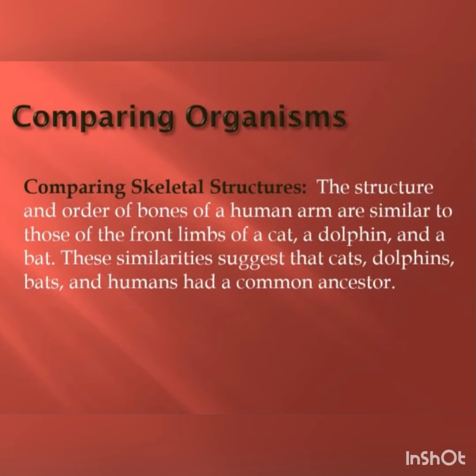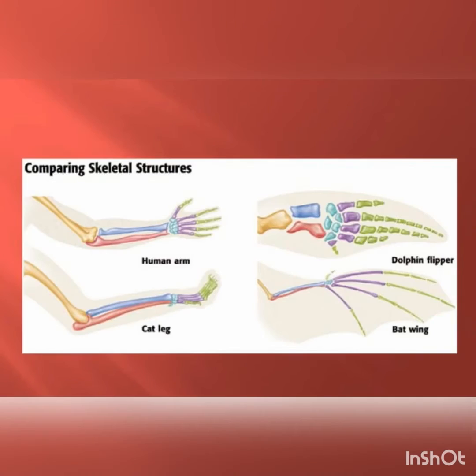Comparing organisms. Comparing skeletal structures. The structure and order of bones of a human arm are similar to those of the front legs of a cat, a dolphin, and a bat. These similarities suggest that cats, dolphins, bats, and humans had a common ancestor. Human arm and cat leg, and the dolphin flipper and the bat wing.